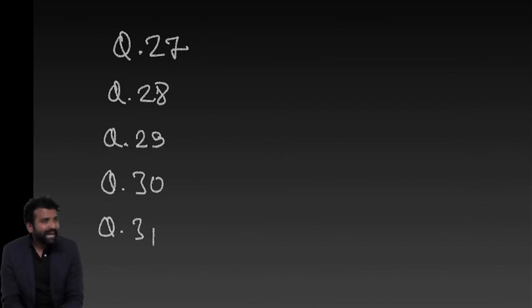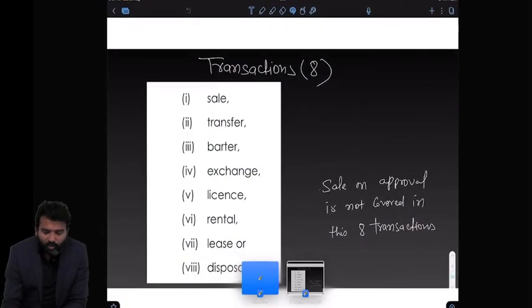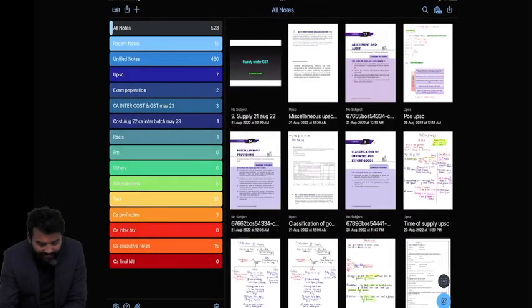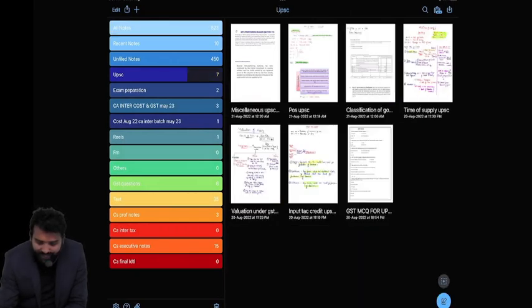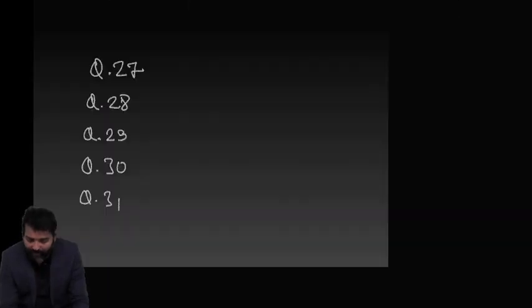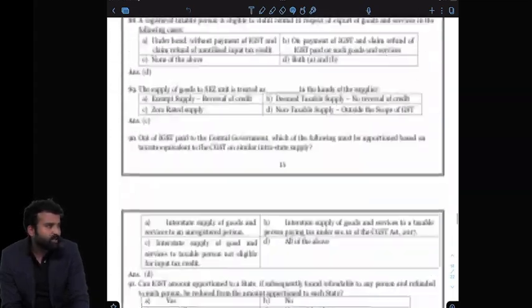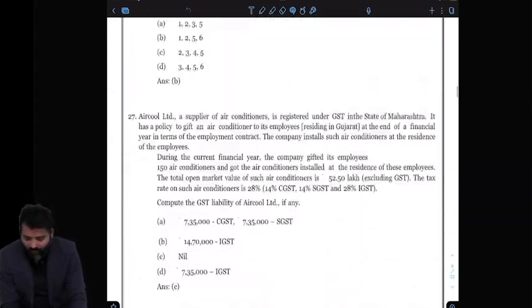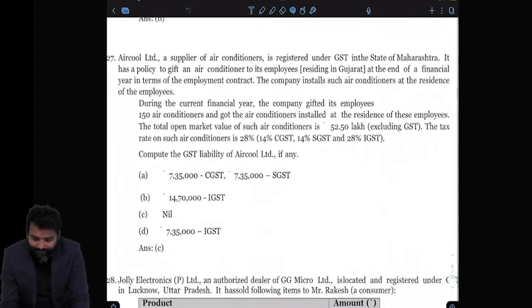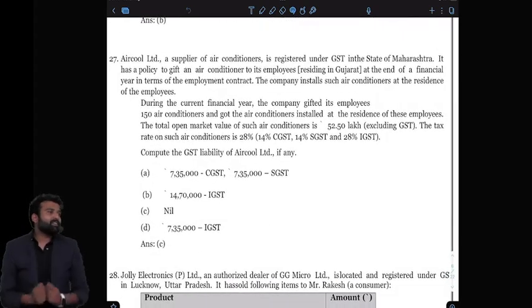Very nice. Now, in our MCQ PDF, we have 5 questions related to the topic we have discussed in our supply chapter, questions 27, 28, 29, 30 and 31. So what we can do is look at some MCQs from our MCQ PDF. Yes, this is the PDF, and from 27 to 31 we have some MCQs that we can solve right now. Question 27, this is a very interesting question.